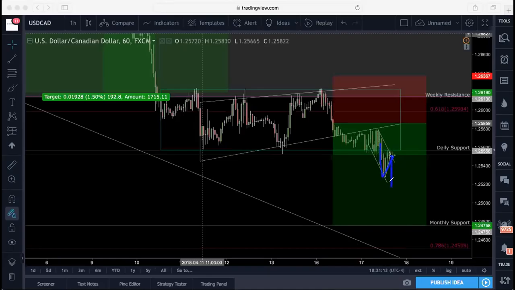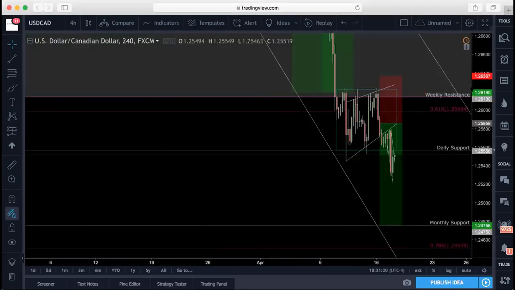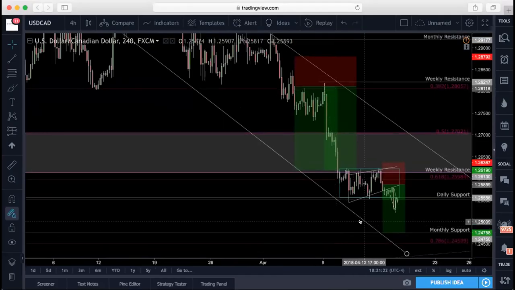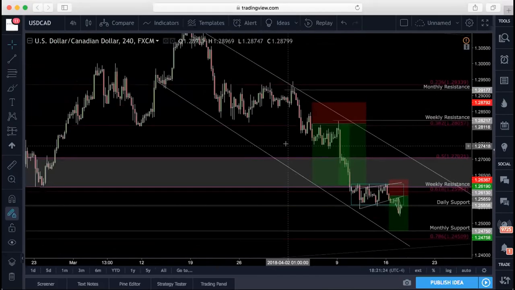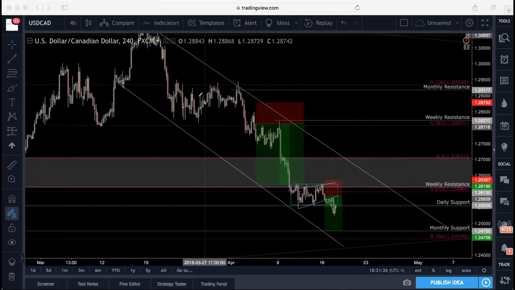But looking at CAD right now, this is flagging out. I expect just a break, and you're just going to see pushes like this. I don't really expect anything further. But this has just been a really beautiful play if you've been able to capture it from the beginning, guys, because it really just has been flags after flags after flags. There's one, there's two, there's three, four, right? So this has just been really nice.